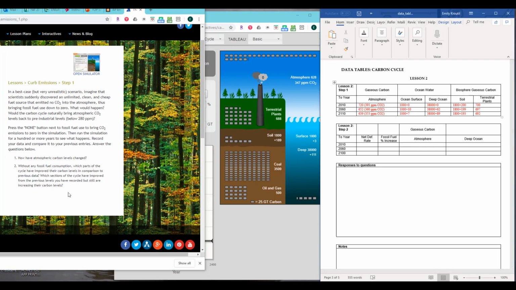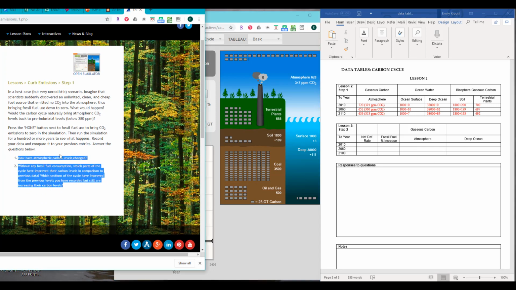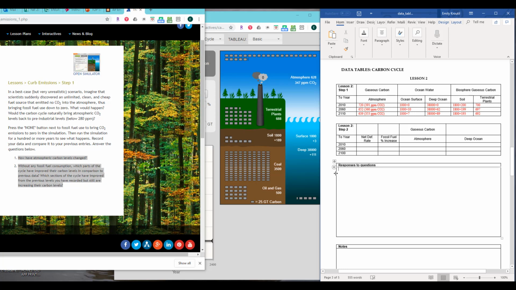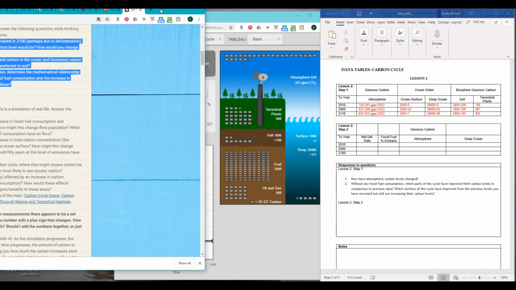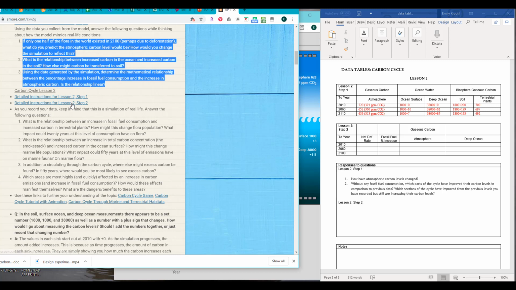So here's our data. Now technically the assignment in the course does not ask you to answer these 2 questions, but to get the best out of the lesson, it would be helpful to answer them. So there's that. Now let's go back here and let's do lesson 2, step 2.